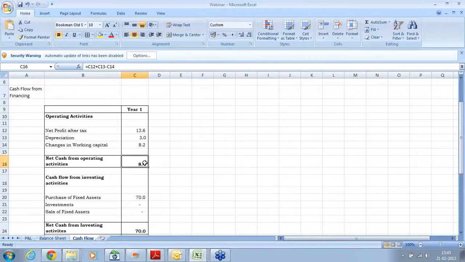This is called, by the way, net current assets, to be precise. You're invested in your net current assets after deducting your current liability. See, it's 8.4. That is what you have in terms of cash.